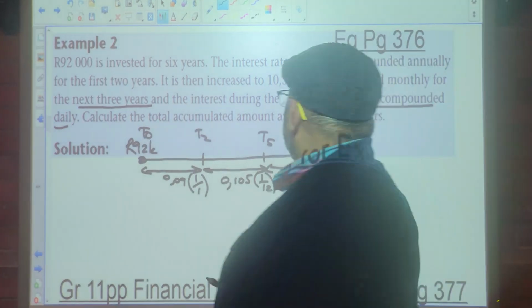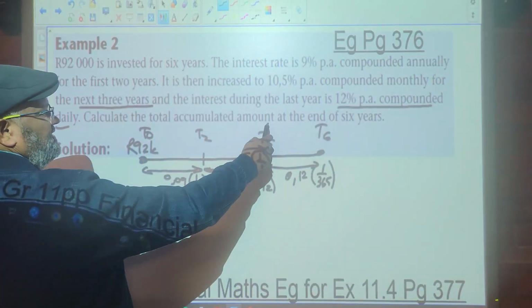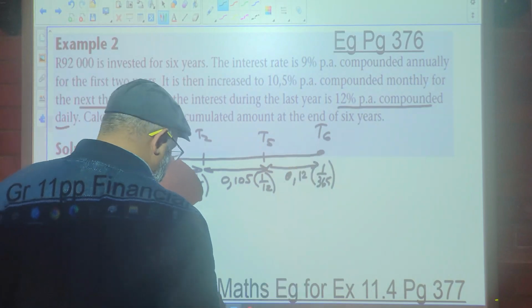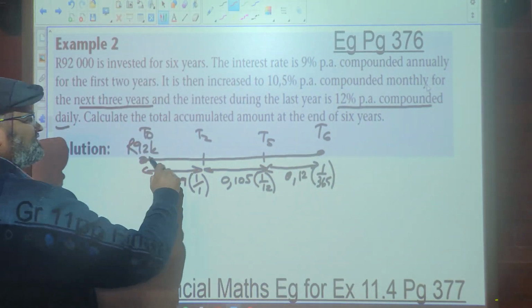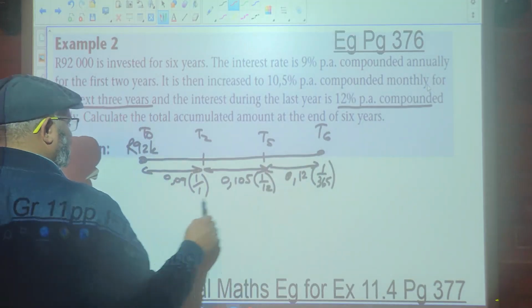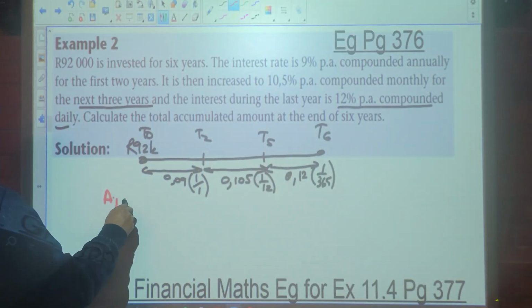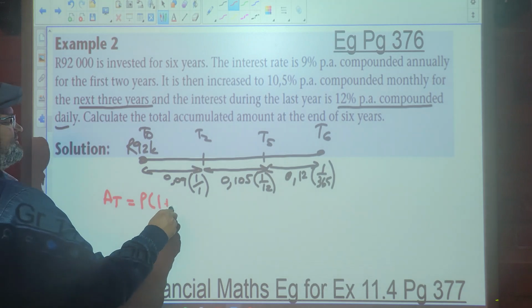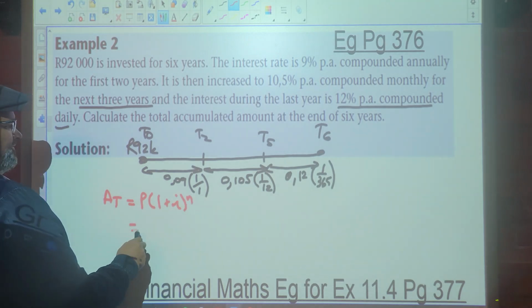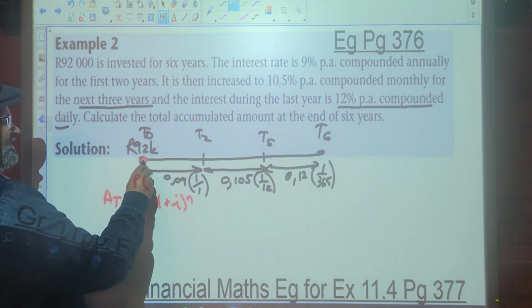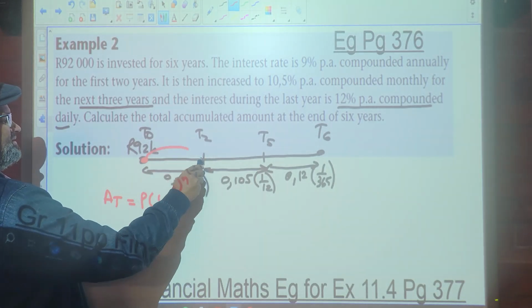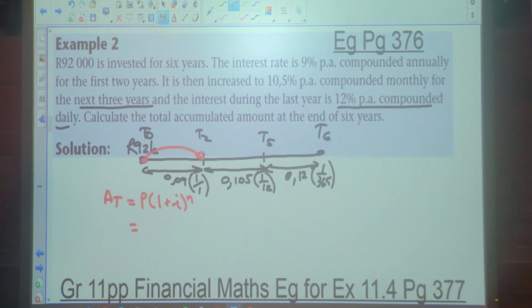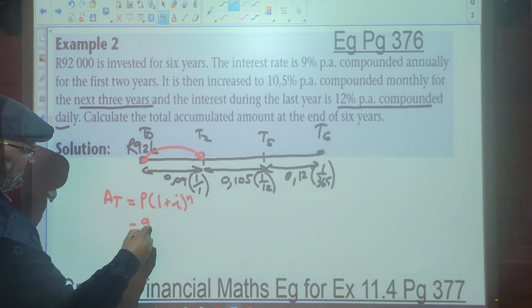Calculate the total accumulated amount altogether at the end of 6 years. So where do we go? Can I take 92,000 all the way to the end? No, the interest rate has changed. So A total is P into 1 plus i to the exponent n. What happens to the 92,000 first? You gain an interest of 9% compounded yearly. So I take A till B.